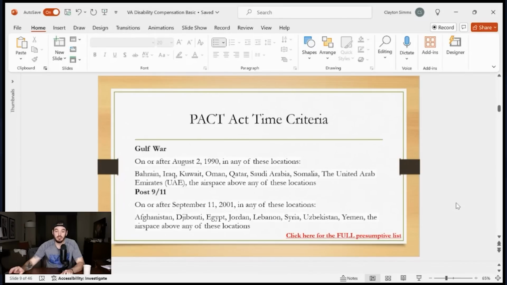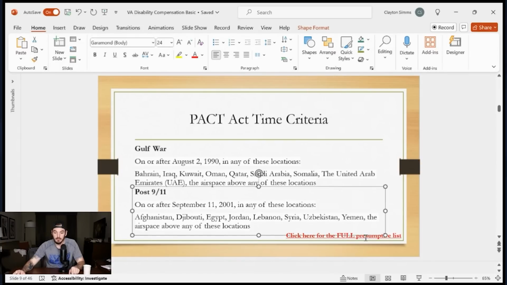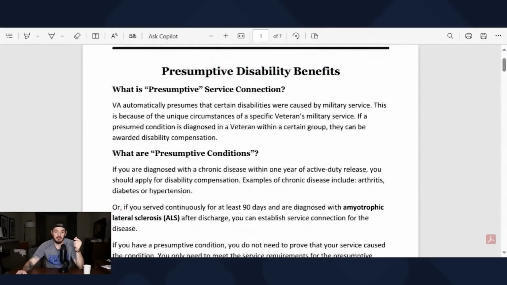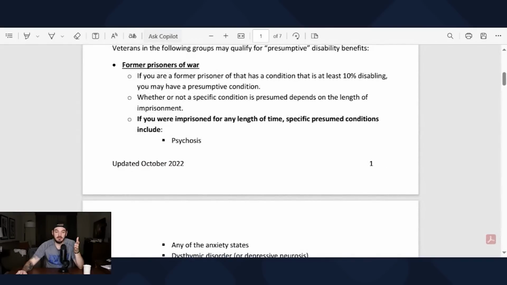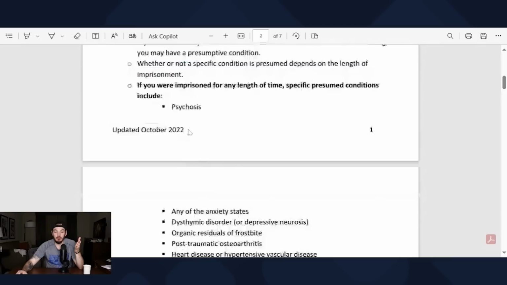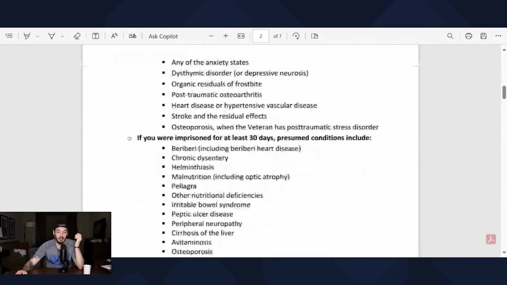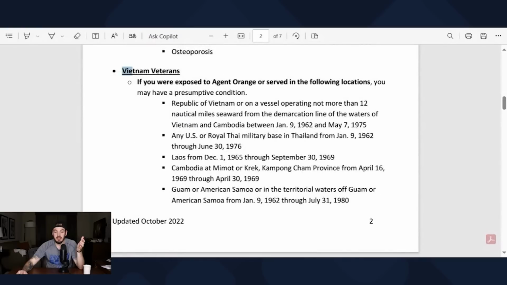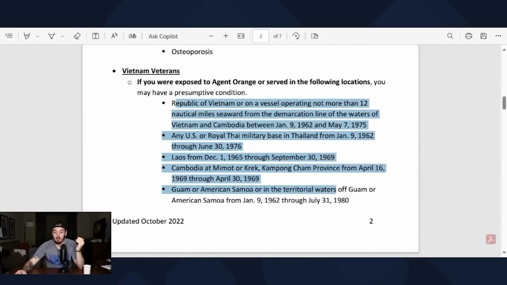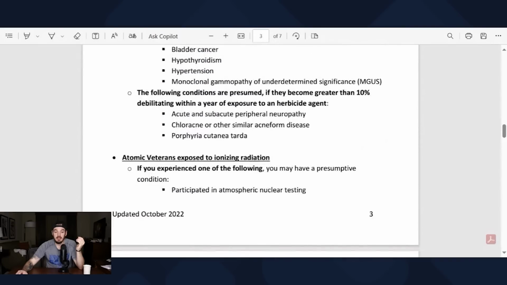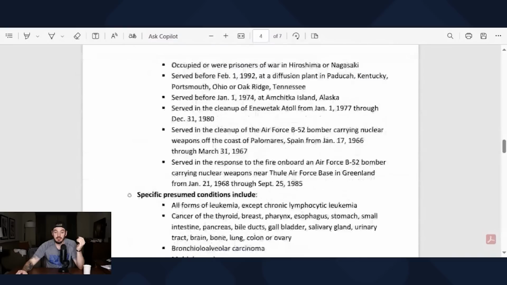Now we're going to show you an example of Gulf War and post 9/11. This link here, I'll show you what that looks like. VA's presumptive disability benefits. It explains a few things here, but there are prisoners of war. You can see all the disabilities here that are presumptive. It has some other criteria, Vietnam veterans. It has time and location criteria along with all of these conditions. It has atomic veterans with those conditions.